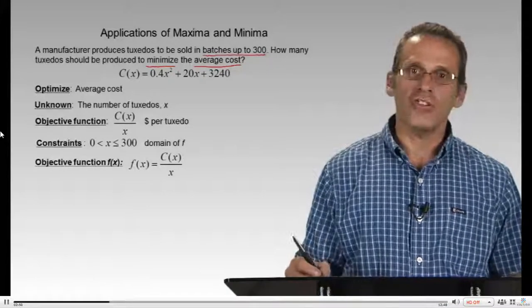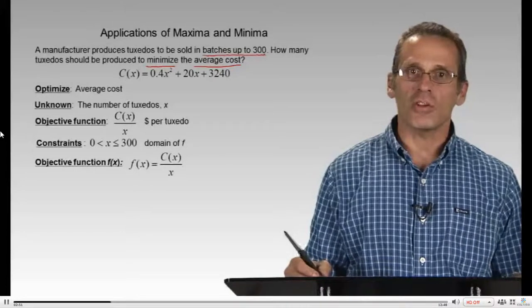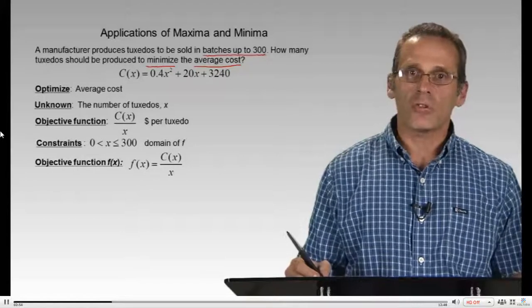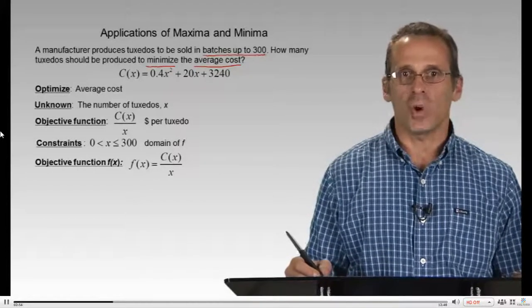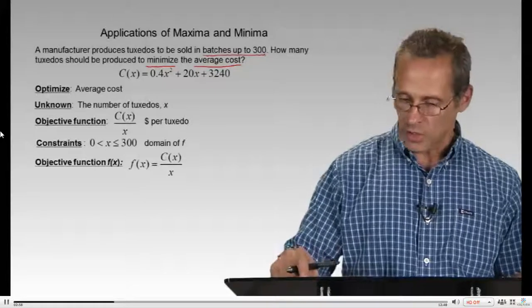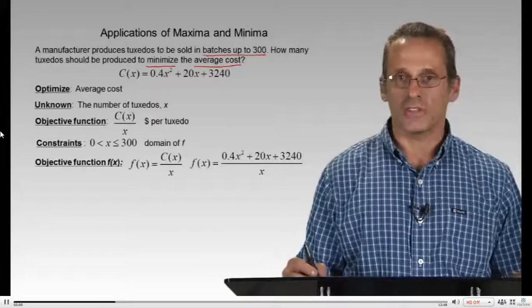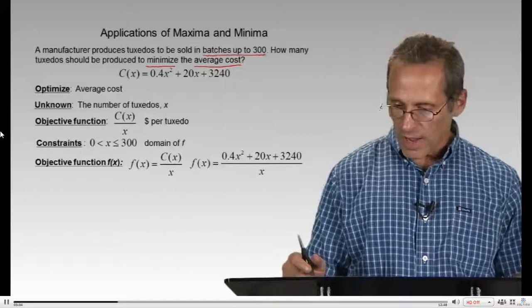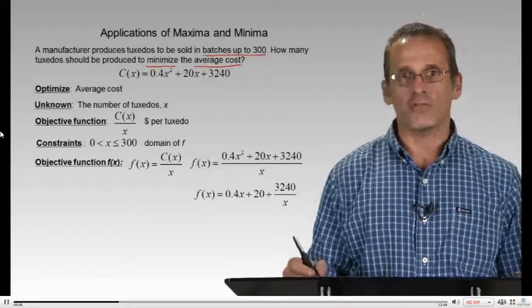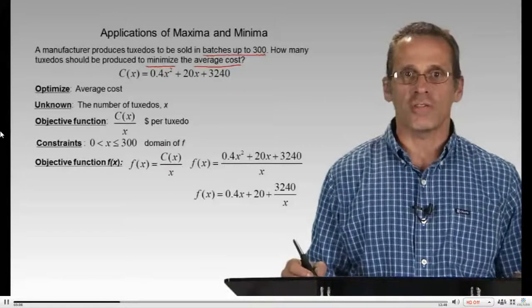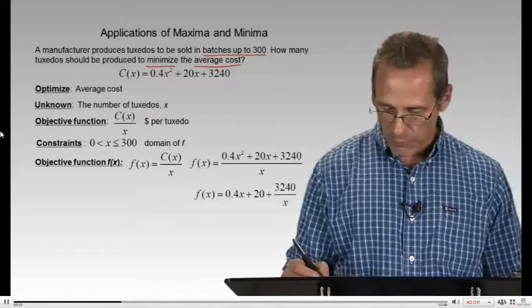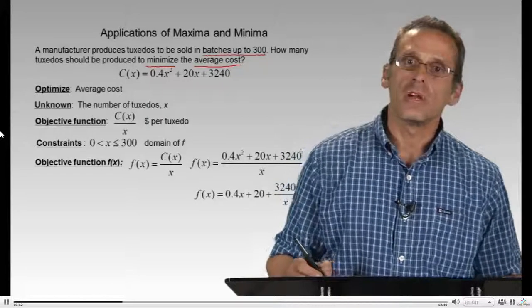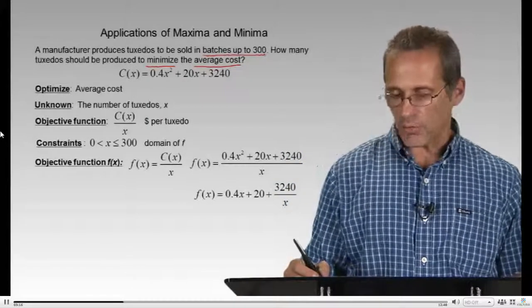The objective function then needs to be written in terms of a single variable. So since the objective function is the quotient of the cost in x, we rewrite it as the cost function divided by x. And then take a moment to divide each term by x to get the friendlier version of the average cost function: 0.4x plus 20 plus 3,240 over x.